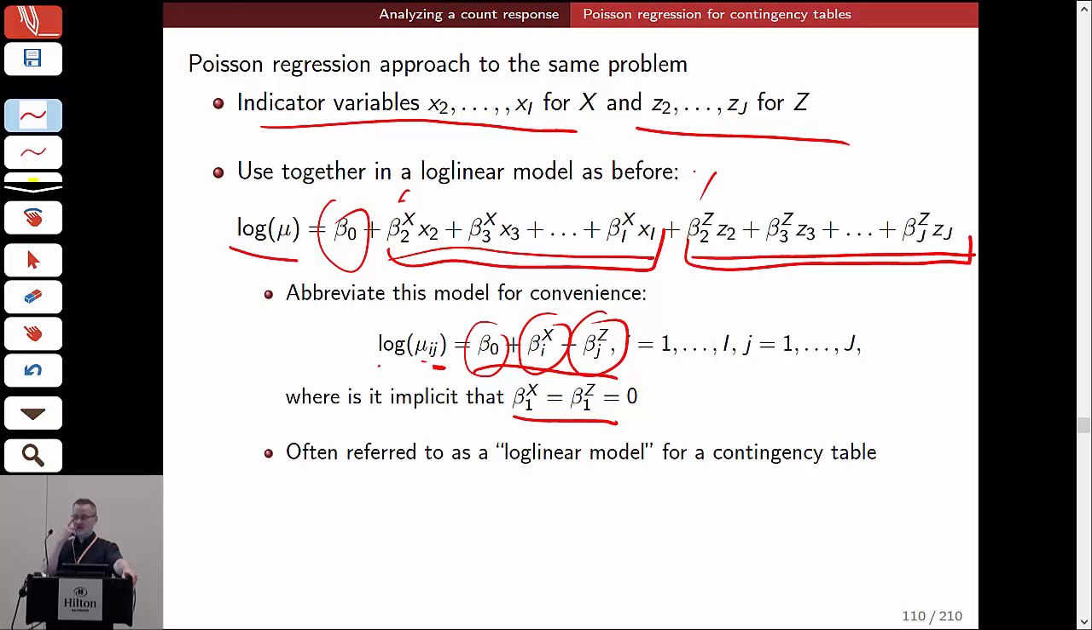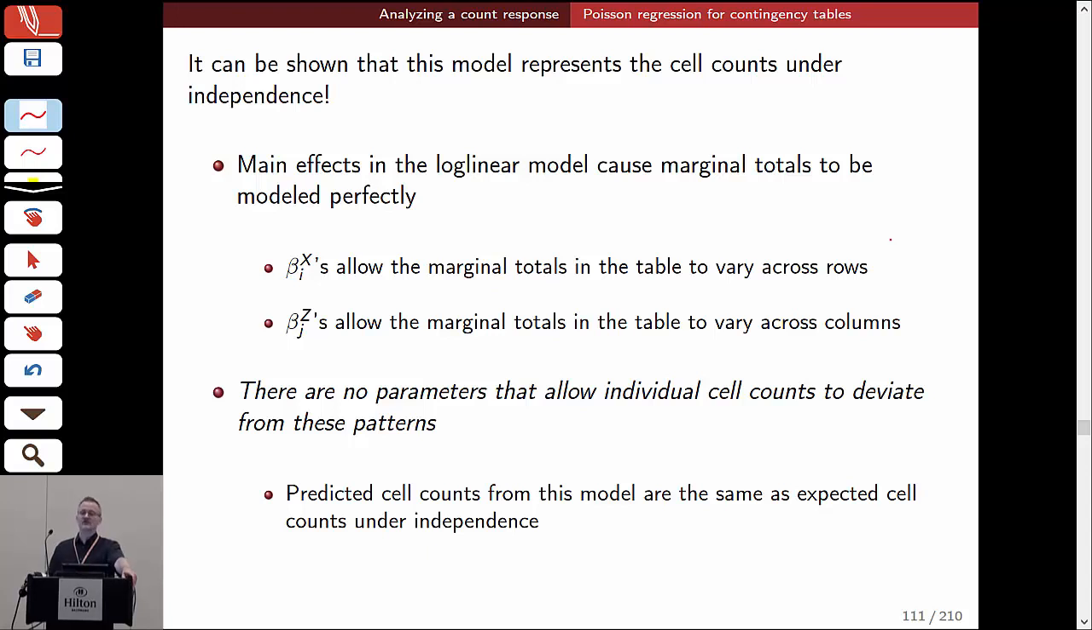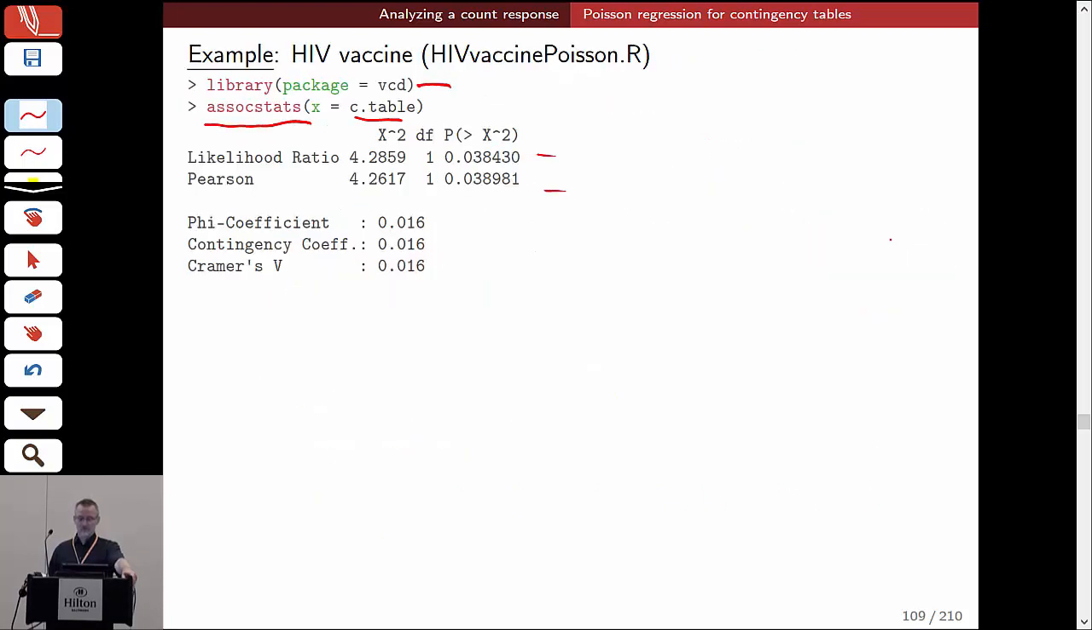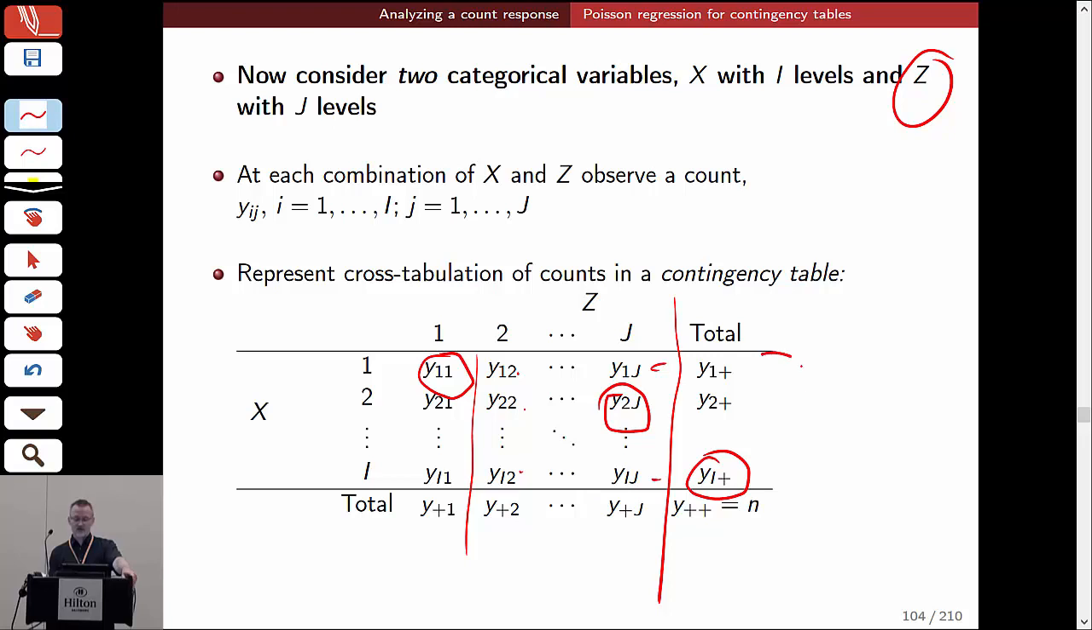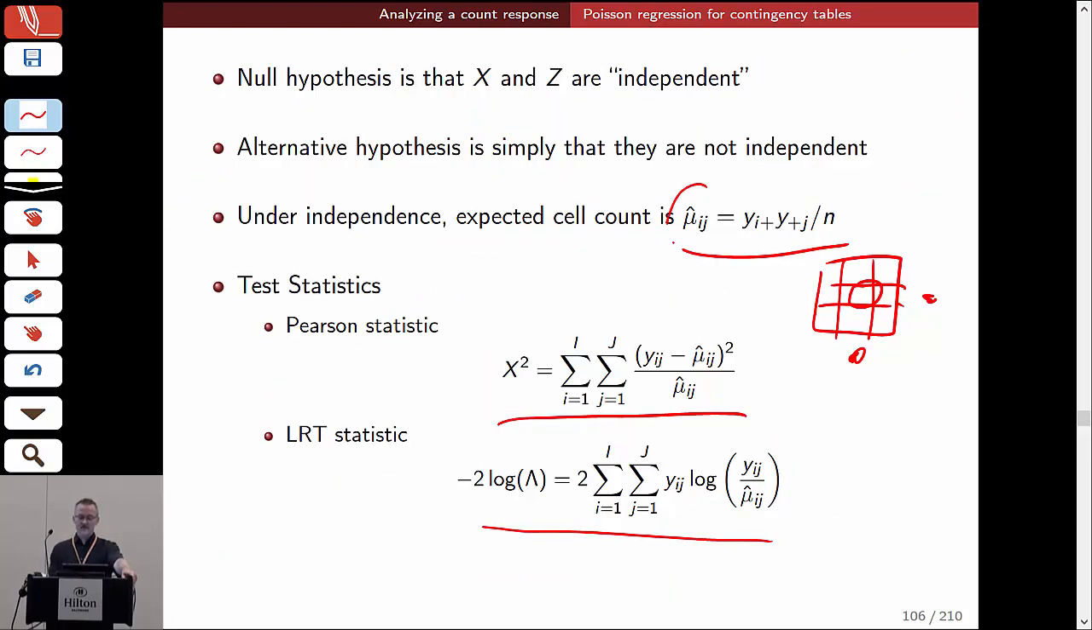This is often referred to as the log linear model for contingency tables. Now, I've got the set of parameters for x and the set of parameters for z. It can be shown that this model actually represents the cell counts under independence. That is, the main effects in the log linear model cause the marginal totals to be modeled perfectly. The main effects allow these values to match exactly the same numbers from your original table. But the counts in the interior will end up being these instead of the actual counts. So it doesn't match the counts in the interior, but it does match the counts around the margin of the table.